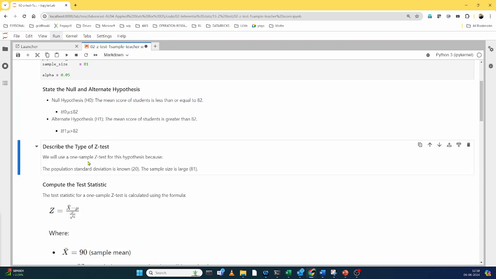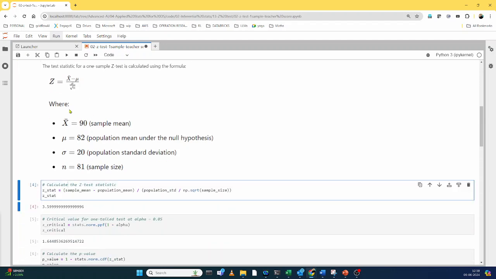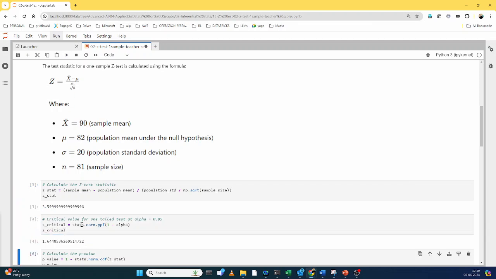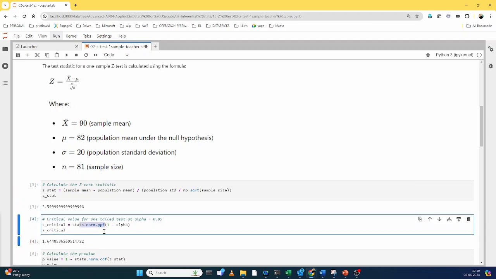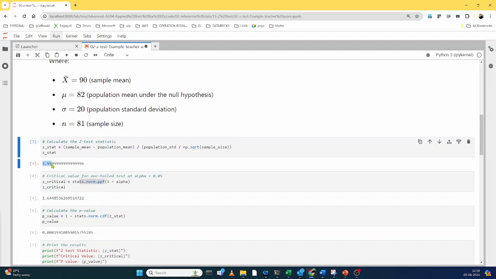So let's compute the z-statistic: sample mean minus the population mean divided by the standard error. So we'll put these values in and we get the z-statistic of 3.59. And the critical value for the given alpha can be computed using the percentile probability function of a normal distribution. That's 1.64. So this 3.59 is more than 1.64. So apparently this is a case of rejection.